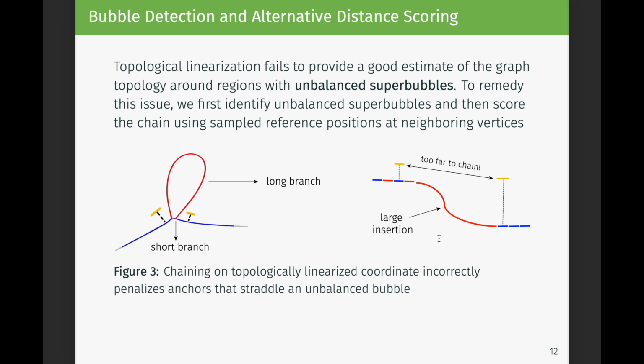Topological linearization, however, fails to provide a good estimate of the graph topology around regions with unbalanced superbubbles. So this is an example of an unbalanced superbubble. It has a very short branch over here and a very long branch up there. To fix this issue, we first use a linear time bubble identifier, or superbubble detection algorithm, to identify unbalanced superbubbles and then score the chain using the sampled reference position at neighboring vertices. And this is just an example of why linearization doesn't work as well across a superbubble like this.